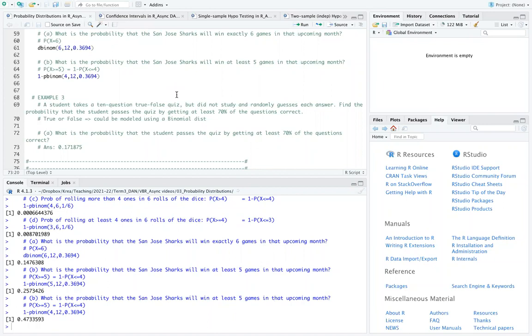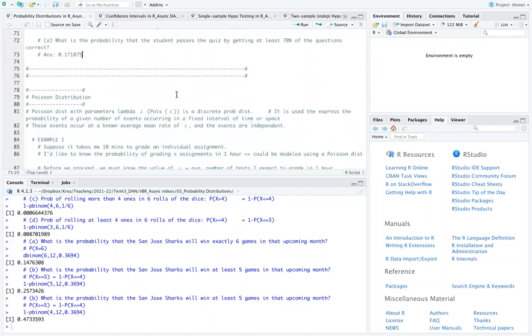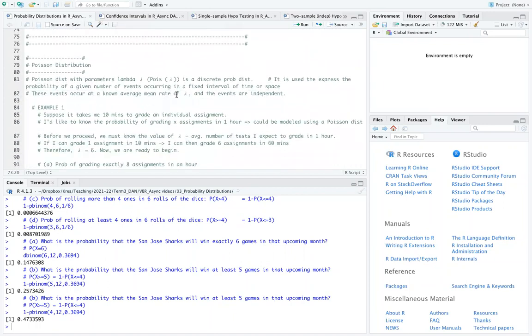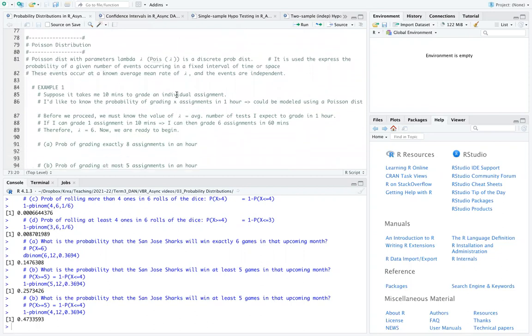Hey everyone, so in this video we'll look at Poisson distributions and see how to compute different probabilities there. So a Poisson distribution is another discrete distribution, and we generally use it to express the probabilities of a certain number of events, if we are interested in events that occur over a certain length of time or a particular interval of space, then we tend to use Poisson distributions.